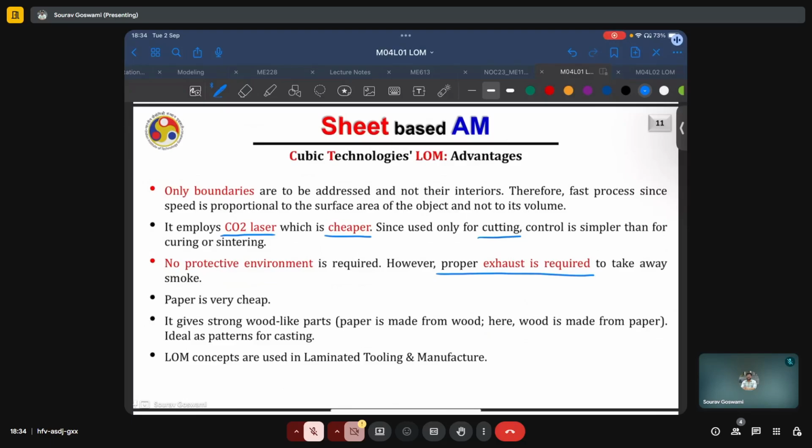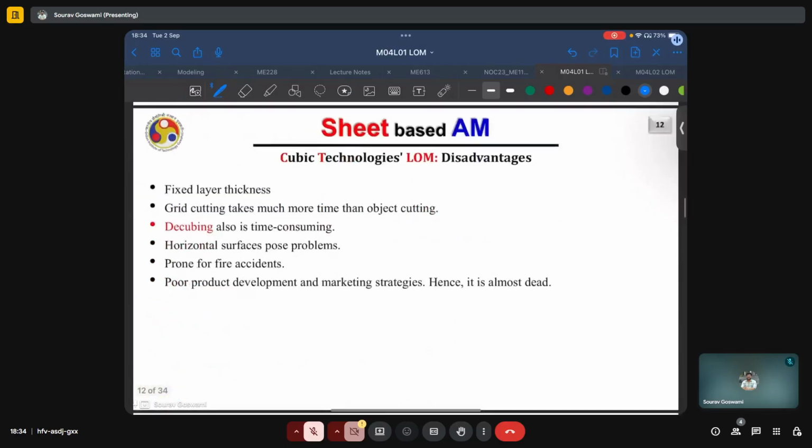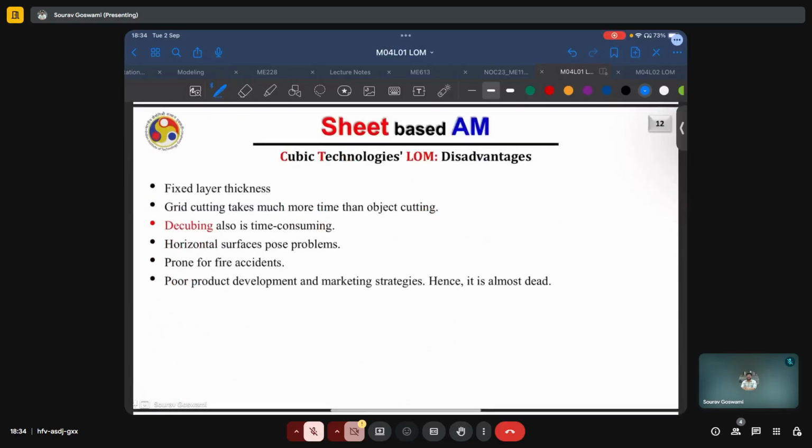And these LOM concepts are used in laminated tooling and manufacture as well, as we'll see in one of the later examples. However, not all is rosy, and there are several disadvantages to this process. First is the lack of adaptive layer thickness. The layer thickness in this case is fixed, and this is also equal to the thickness of the feedstock or the sheet thickness.